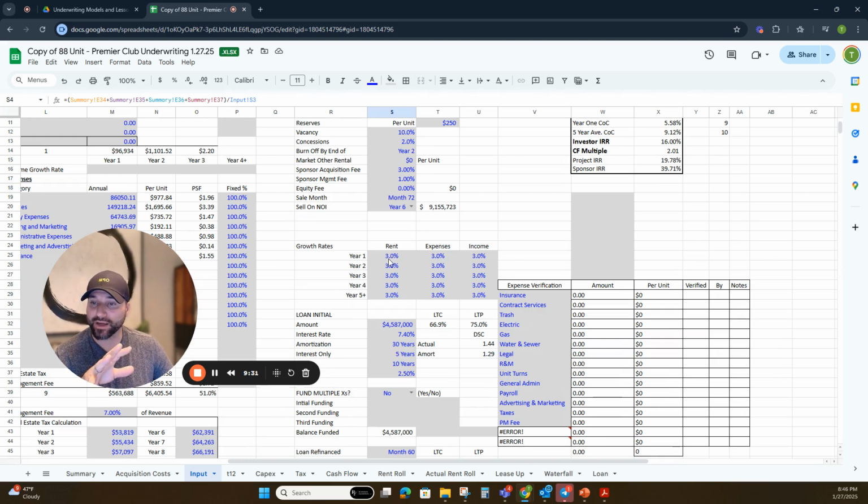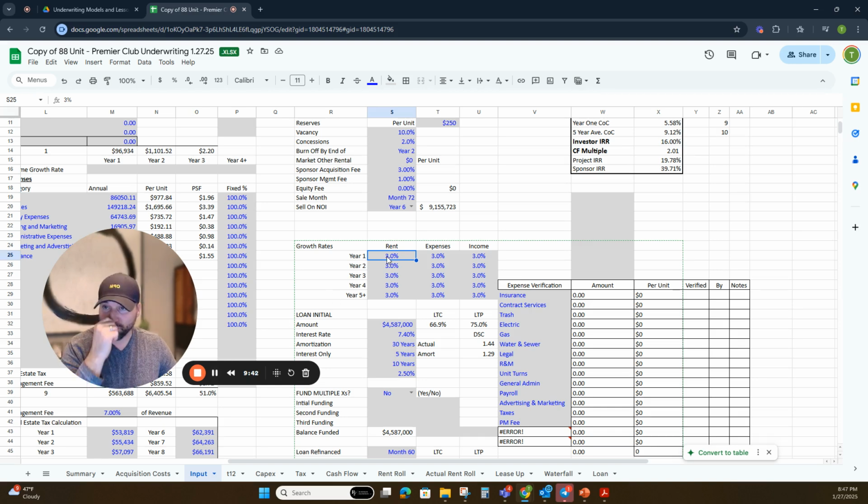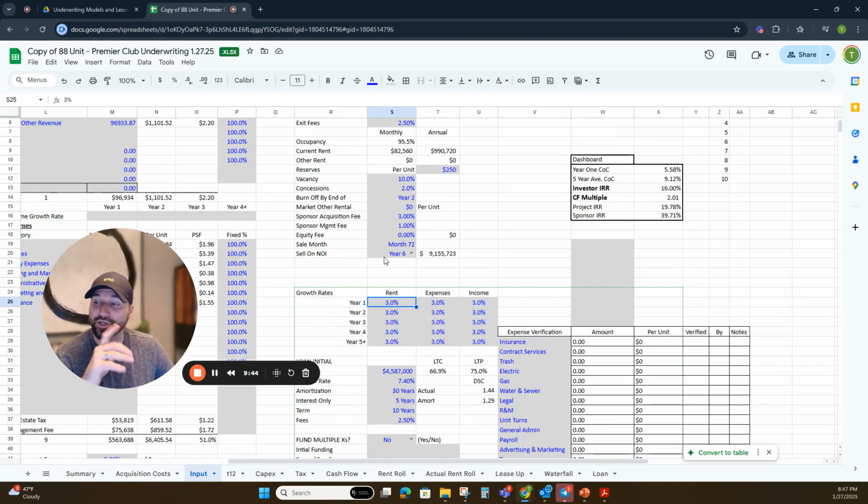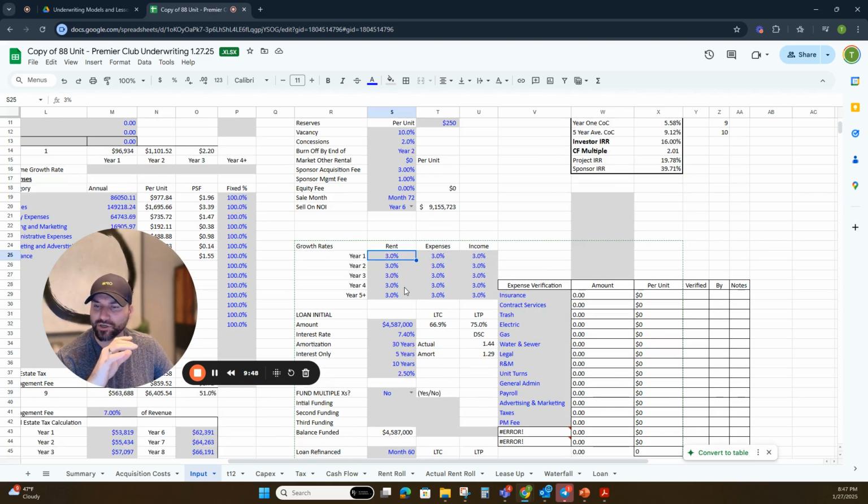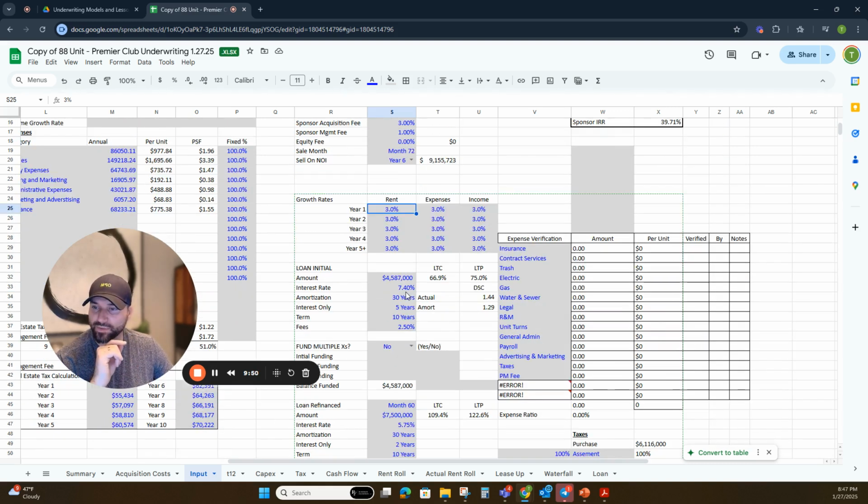Now, your rent growth rate, 3% per year, pretty healthy growth rate. But again, if you want to stress test that and say the rent's only going to grow at 1 or 2%, you can do that and it'll give you different returns. We'll get to the returns in 1 minute.